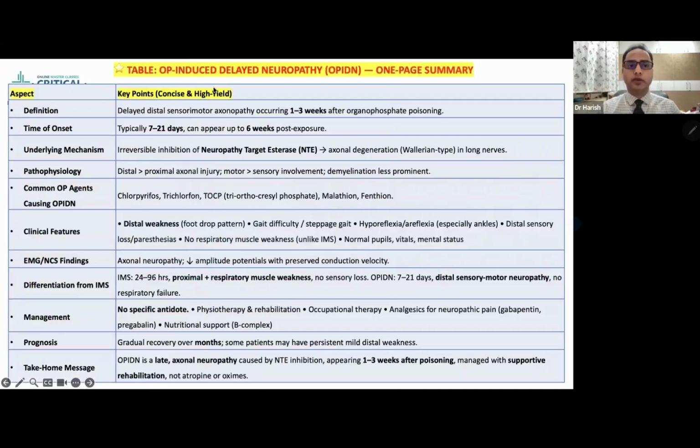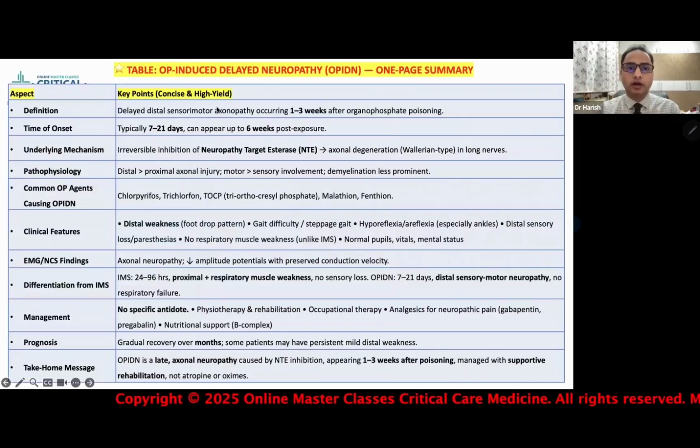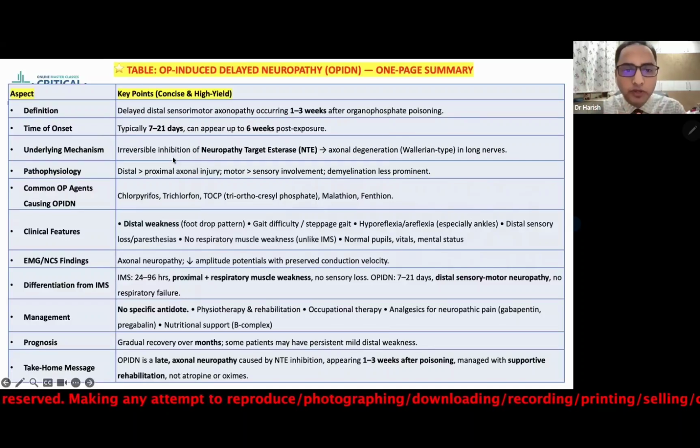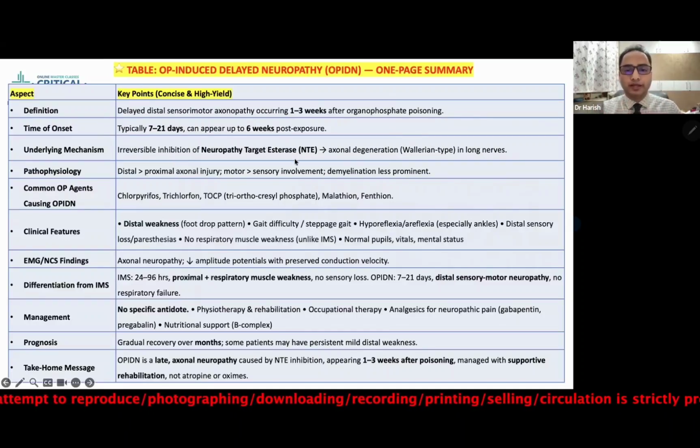Okay. So basically, this is where we have OP-induced delayed neuropathy as the first differential diagnosis. So this is the summary. You can see the delayed distal sensory motor axonopathy, which occurs somewhere at the end of 3 weeks, or 1 to 3 weeks after OP poisoning. That is the OP-induced delayed neuropathy. Typically it occurs 7 to 21 days, and can appear up to 6 weeks post exposure. The underlying mechanism is the irreversible inhibition of neuropathy target esterase, which leads to axonal degeneration, that is Wallerian type degeneration in the long nerves.